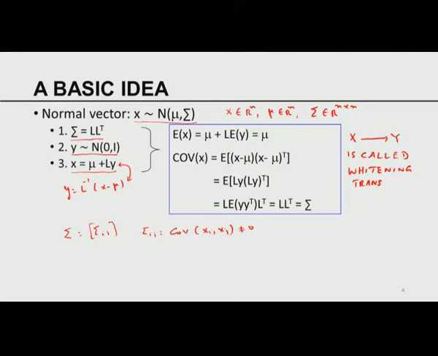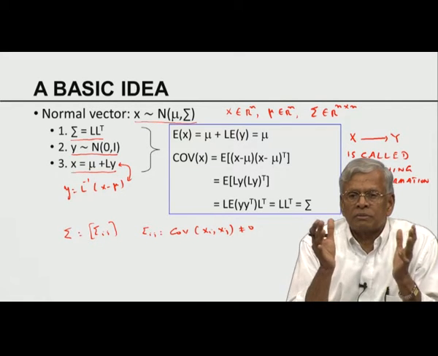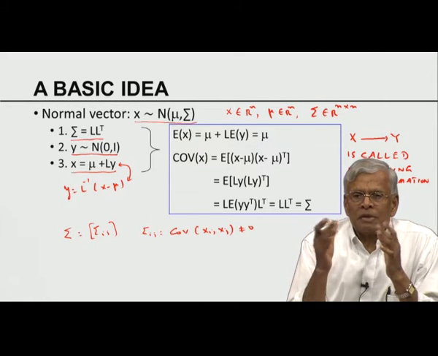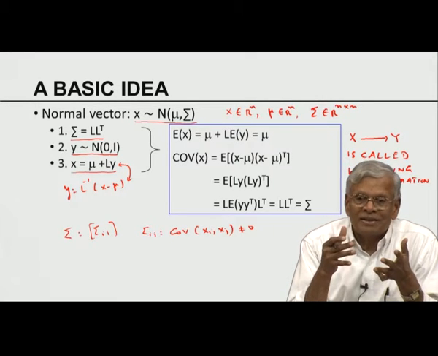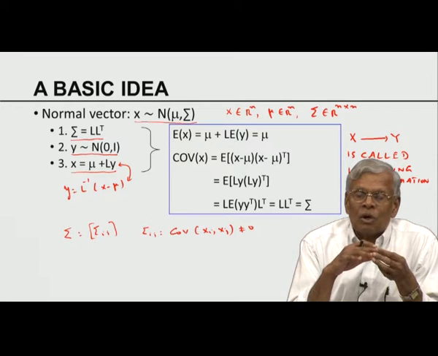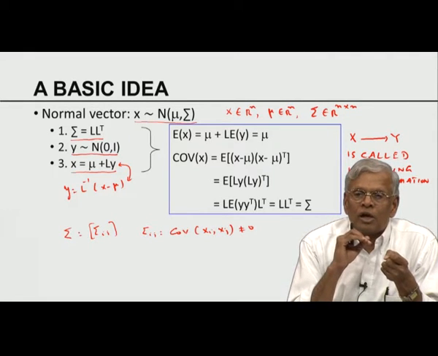Transformation. Why is this called the whitening transformation? White noise doesn't have any correlation. So y has components which are uncorrelated. So considering a given correlated vector, how do you convert it into an uncorrelated vector?